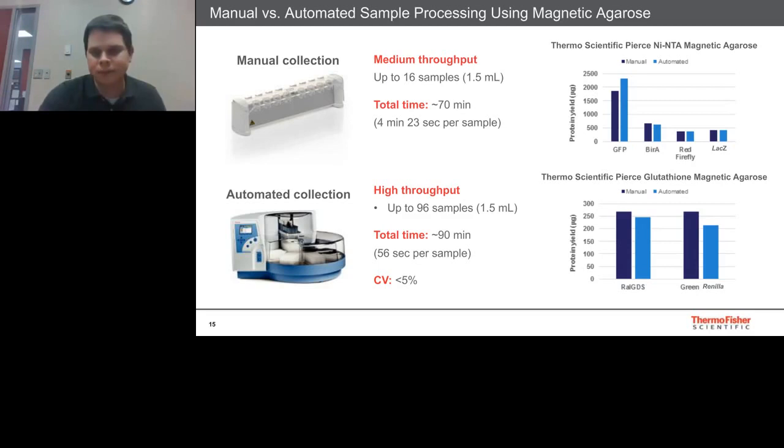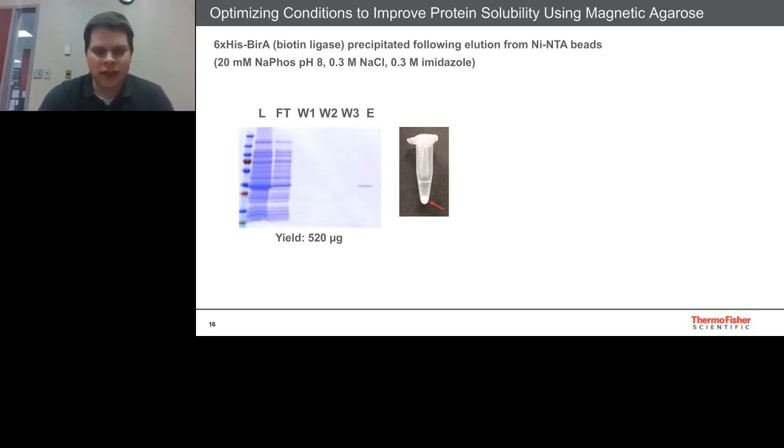Here are applications in which nickel NTA or glutathione magnetic agarose beads have been used to optimize protein purification at the high throughput batch screening scale. Not all proteins are stable and soluble in buffers used during purification. Finding conditions in which a protein retains its native structure or does not precipitate out of solution can be arduous. An additive screen can be done at small scale to find tolerable conditions for your protein of interest.